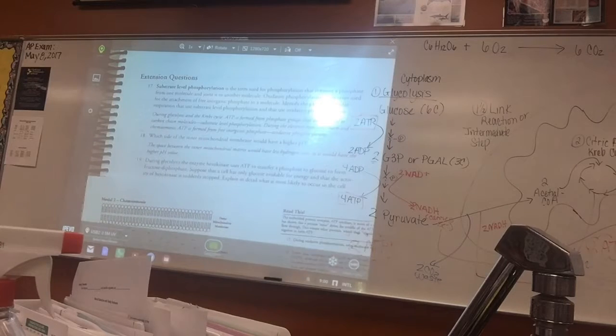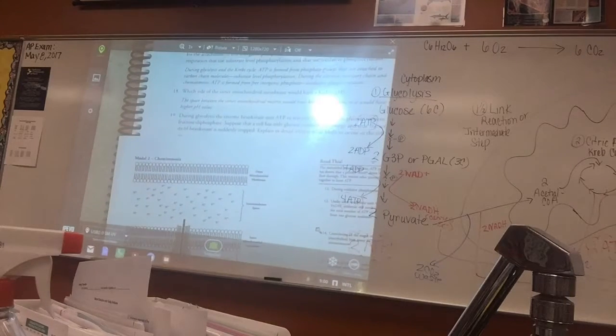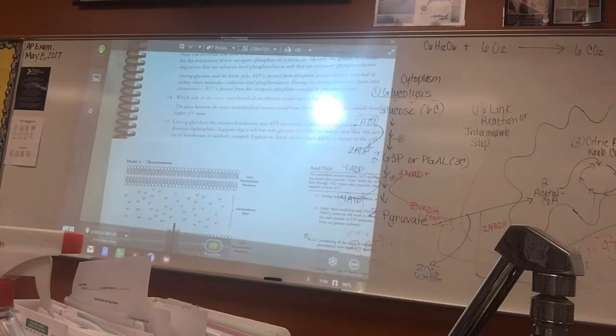So 19, you have this enzyme, hexokinase, that uses ATP to transfer a phosphate to glucose to form fructose diphosphate. Suppose that the cell only has glucose available for energy and that the activity of this enzyme is suddenly stopped. So look what's going to happen in the cell. It says that this enzyme uses ATP to transfer phosphate to glucose.